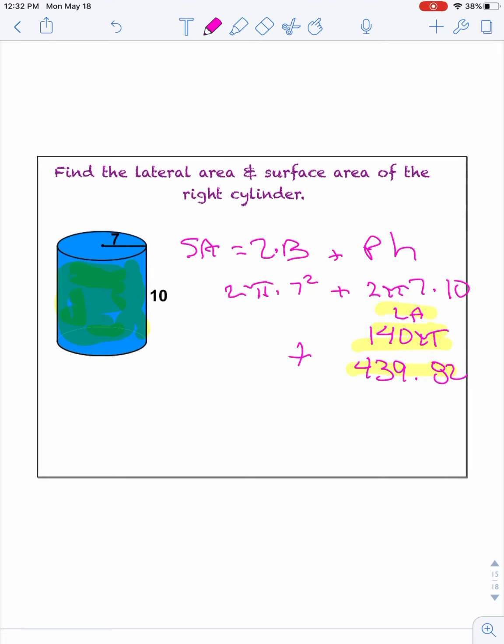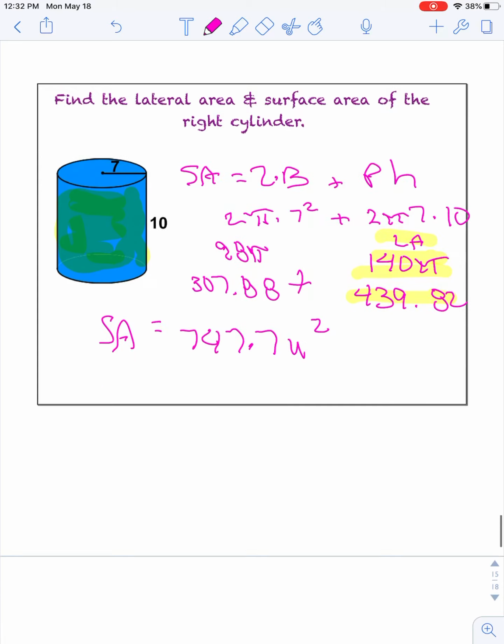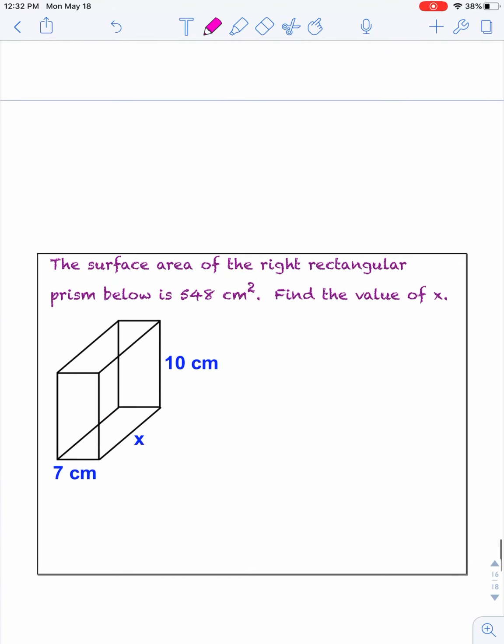Then we're going to have to add that with the base area, which is 49 pi, or again, 49 times 2, this would be 98 pi, which is approximately 307.88. When we add these together, my total surface area then becomes 747.7 units squared.